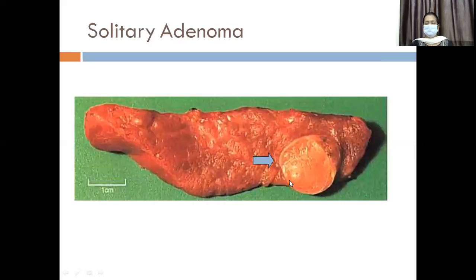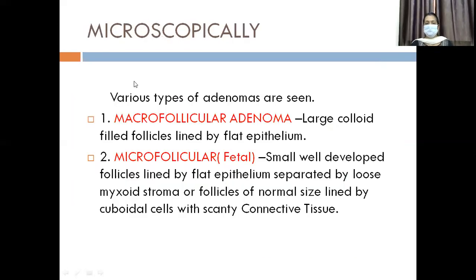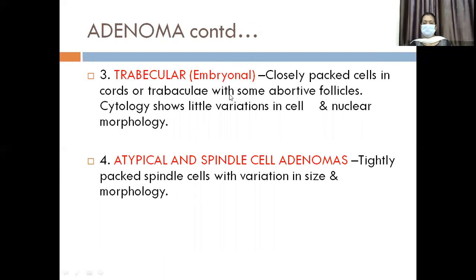So this is another picture. Okay, so what are the types microscopically? Macrofollicular adenoma, wherein large follicles are there, the term itself says, and the microfollicular adenoma, where there are follicles separated by loose myxoid stroma, and there are very compact cells with scanty connective tissue. Trabecular, closely packed cells in cords or trabeculae with some abortive follicles.